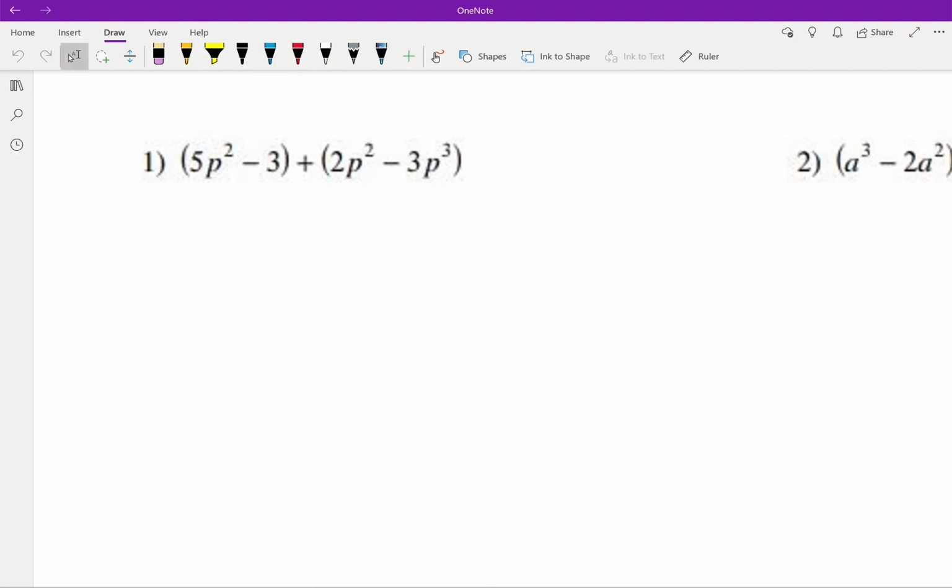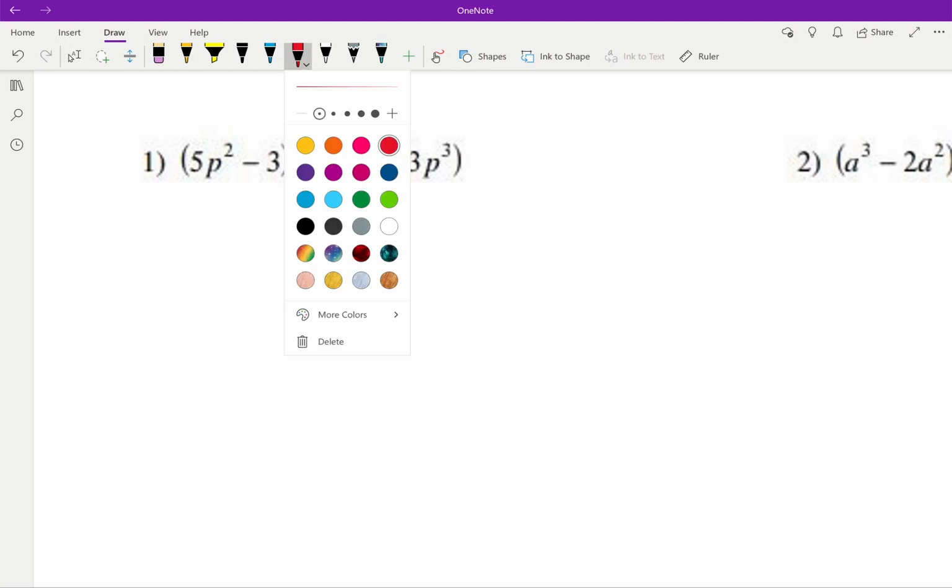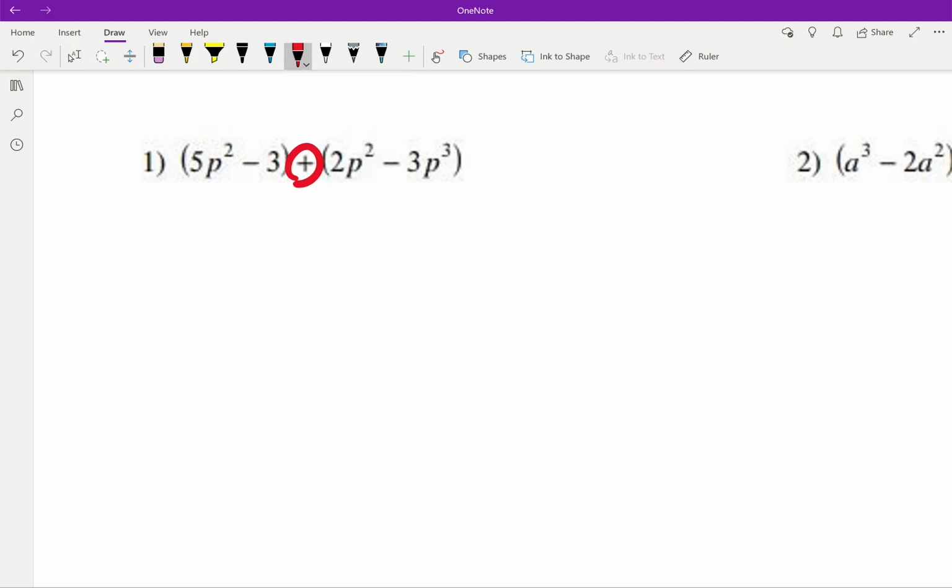Number 1 says 5p squared minus 3 plus 2p squared minus 3p cubed. Since we have that plus right there, that tells us we can get rid of the parentheses. So let's go ahead and rewrite this without the parentheses. So we have 5p squared minus 3 plus 2p squared minus 3p cubed.